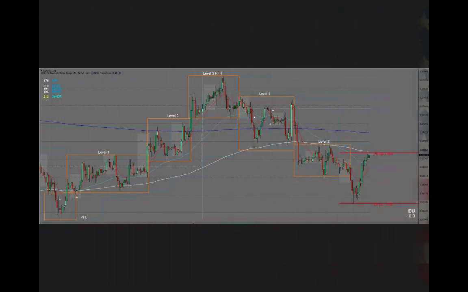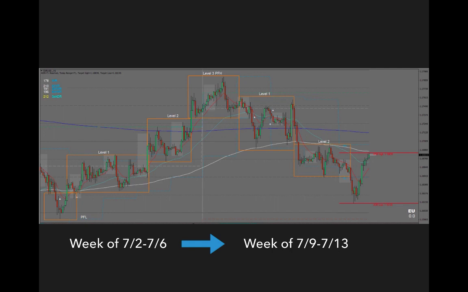Here's the EU chart. This is over a 2-week period, right? From the week previous, July 2nd, into the week that just ended, the week of July 9th. So this is a 2-week span, and what we had was the previous week's peak formation low, which is what PFL stands for, which goes into our level 1 rise here. Then it went into a level 2 rise into a level 3 peak.